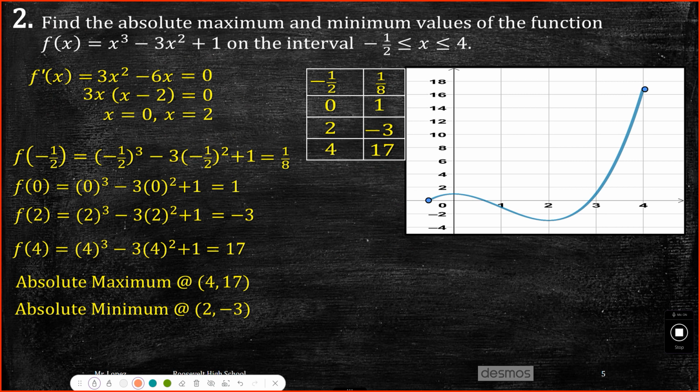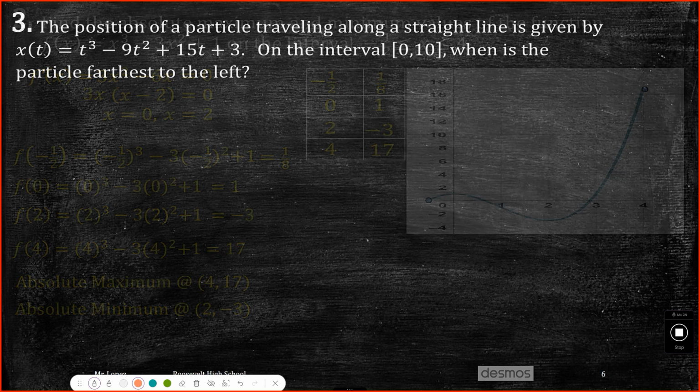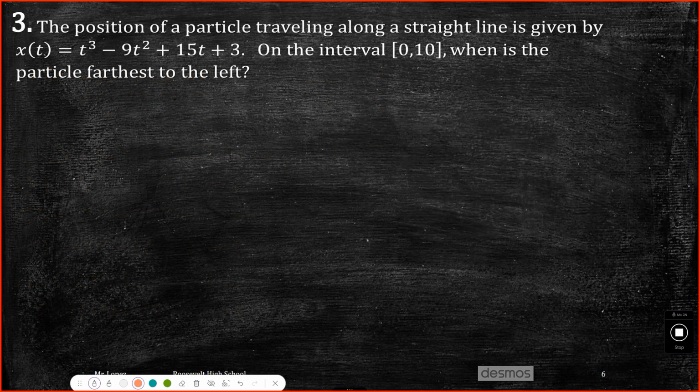Probably this is not a good way to give that information. Probably you want to say the absolute max occurs at x equal to 4, and the absolute max is 17. Probably they're going to have a problem just saying that's where it's at. So the absolute max is actually 17, and it occurs here. And the absolute minimum is negative 3, and it occurs at x equal to 2. Let's go to number 3.